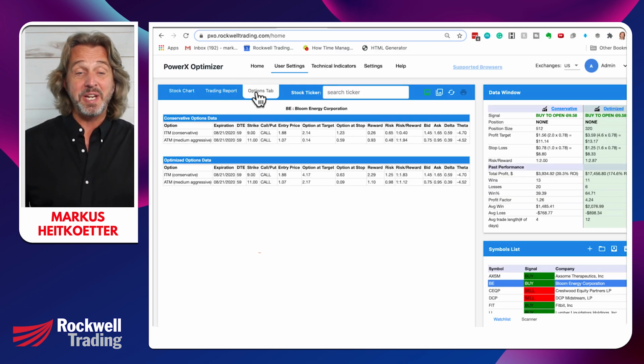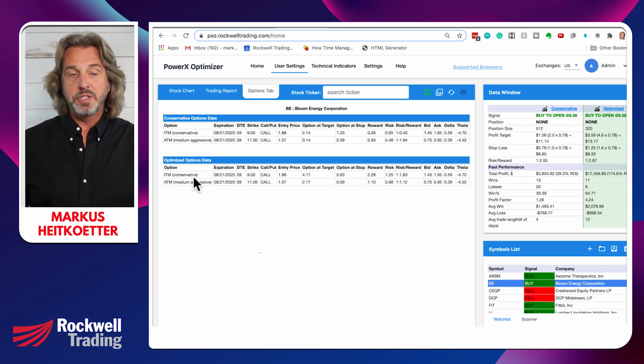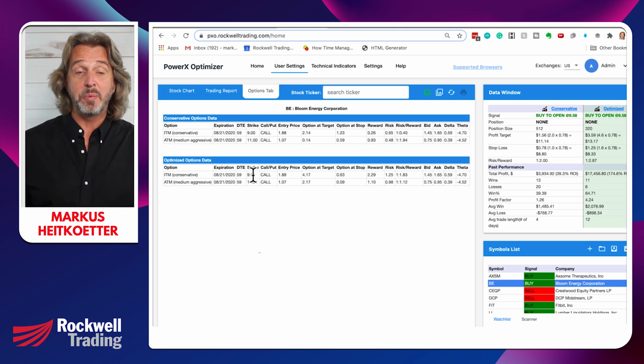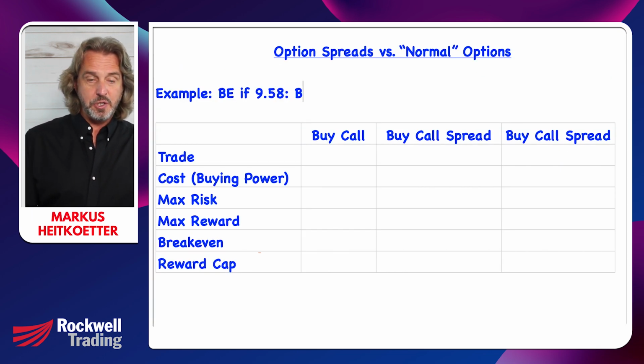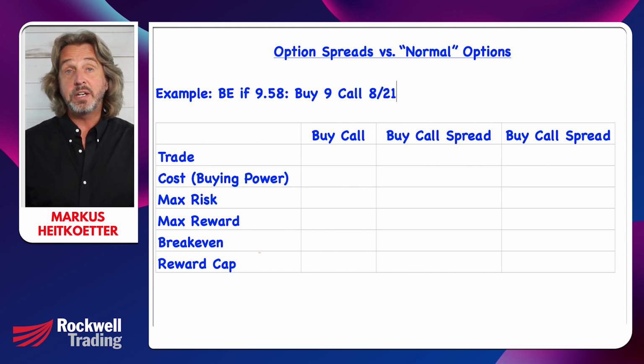PowerX Optimizer tells me exactly what to do. Here it says that I should buy a 9 call, so the 9 is the strike price here, with an expiration of August 21st. So let's write this down. The idea here would be to buy a 9 call that expires on 8/21.